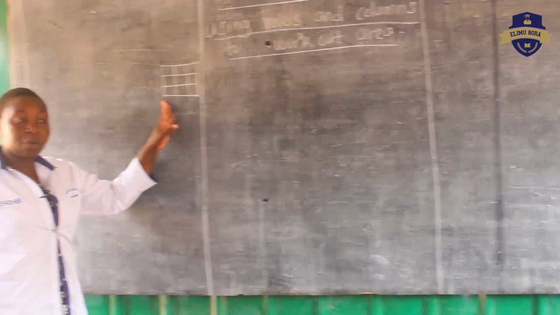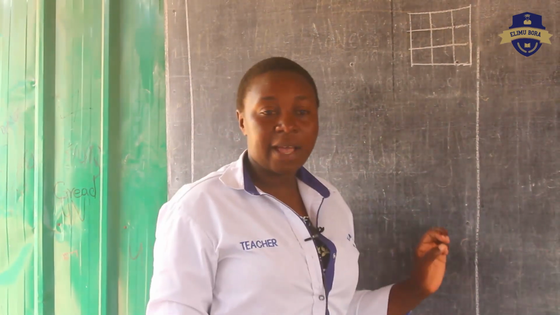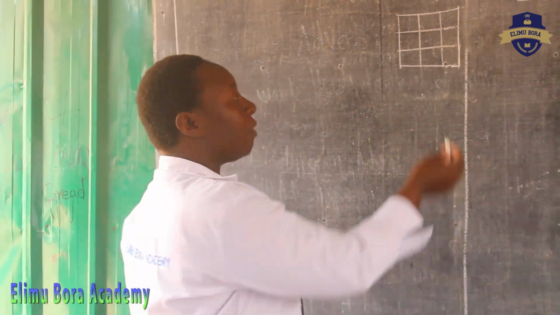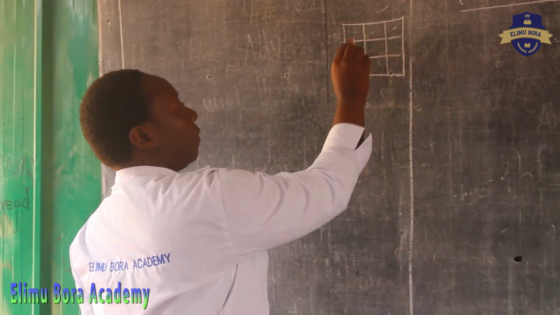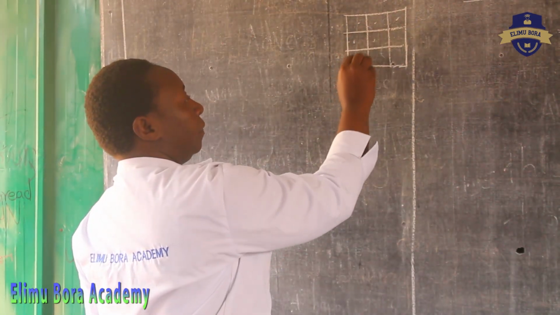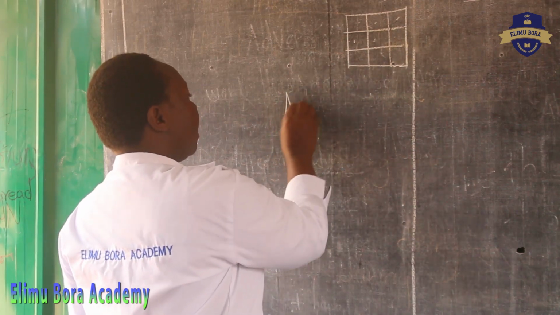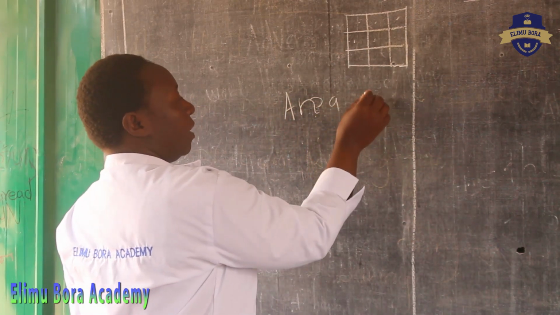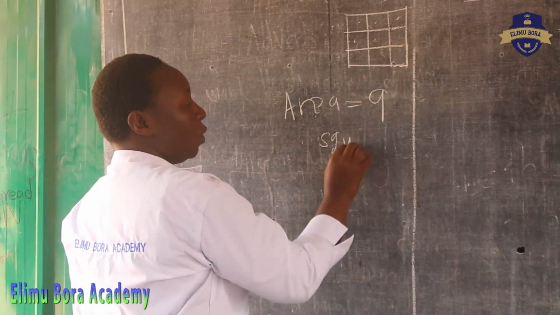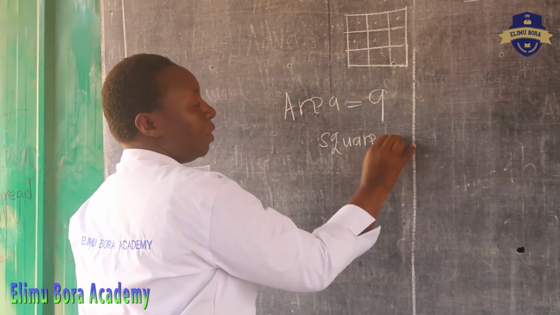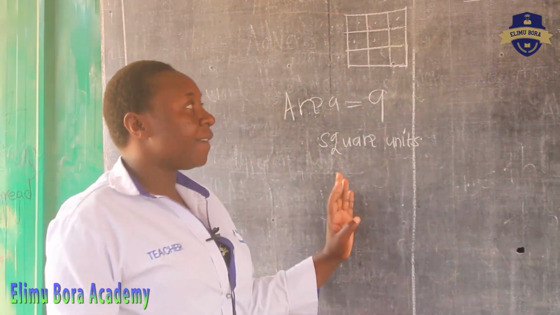Then you are told to work out area by doing what? Counting the squares. Can you help me counting, everybody? 1, 2, 3, 4, 5, 6, 7, 8, 9. So we have 9 squares. So we say the area is equal to 9 square units. Remember to give the units, that is the square unit. So this is what we were doing in the previous lesson.